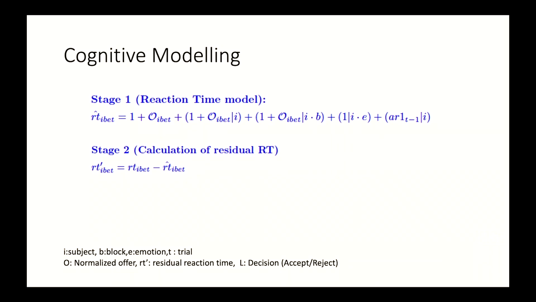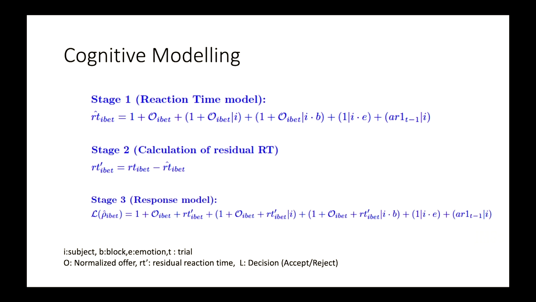I is participant, so it is subject. The residual reaction time takes away the contribution of emotion and offer, and then we use this residual reaction time to model the decision, so that it is not counted twice. Now we model the response, whether accept or reject, using the residual reaction time, offer and emotion.